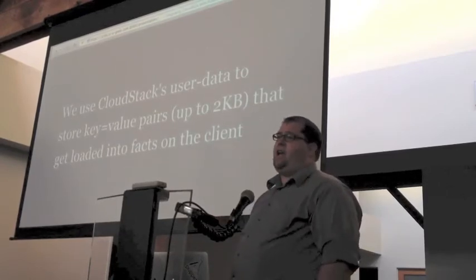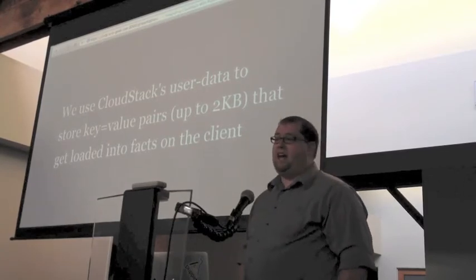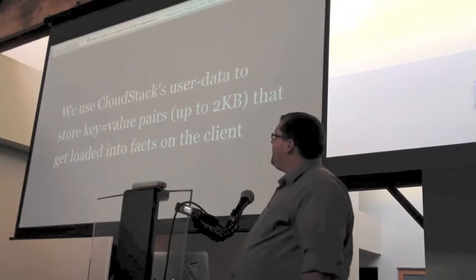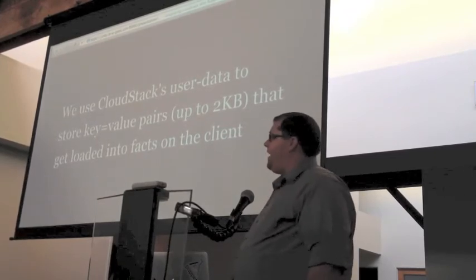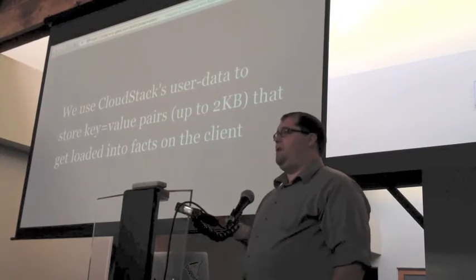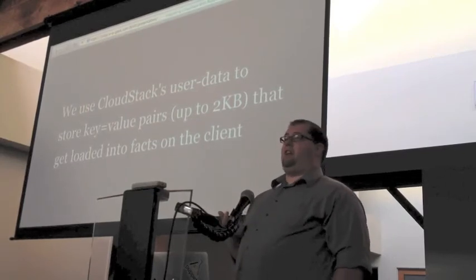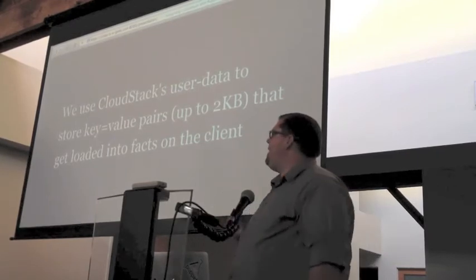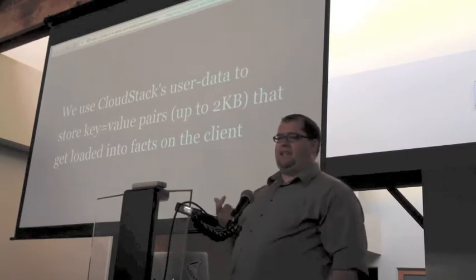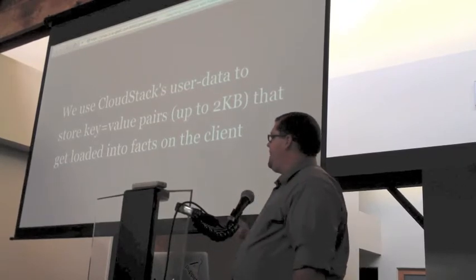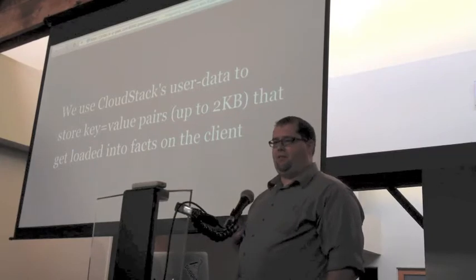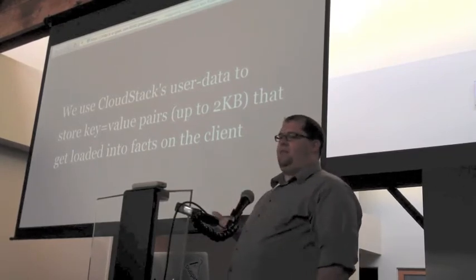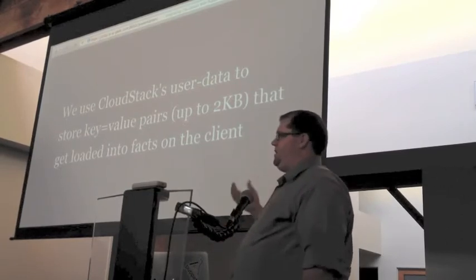So CloudStack and Amazon, and I assume OpenStack has a similar facility to store user data. User data in CloudStack is you can store up to 2 kilobytes of base64 encoded data, and that can be whatever you want, and it's associated with a particular VM. And the VM has access to this user data. It can talk back to the CloudStack virtual router, which I won't really talk much about.